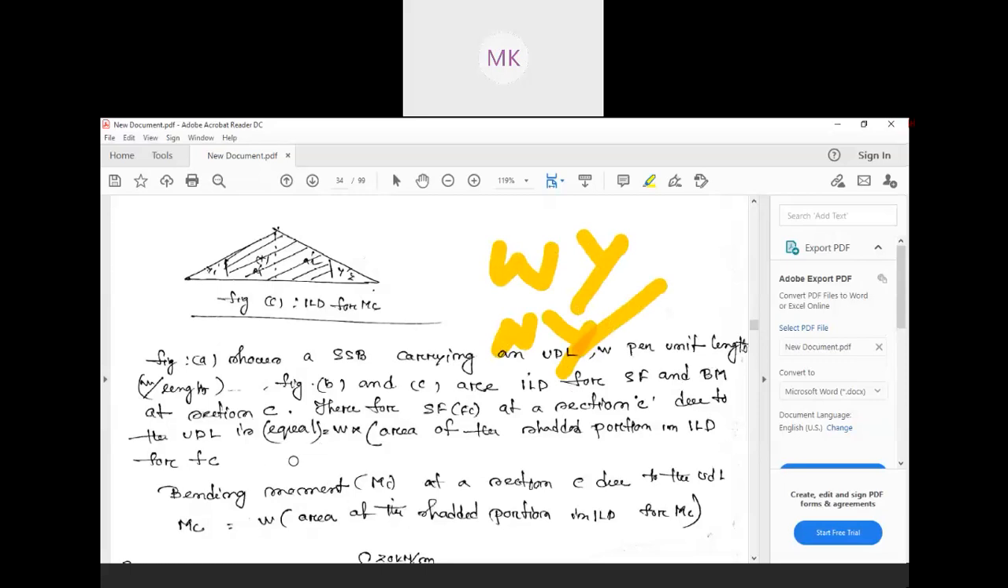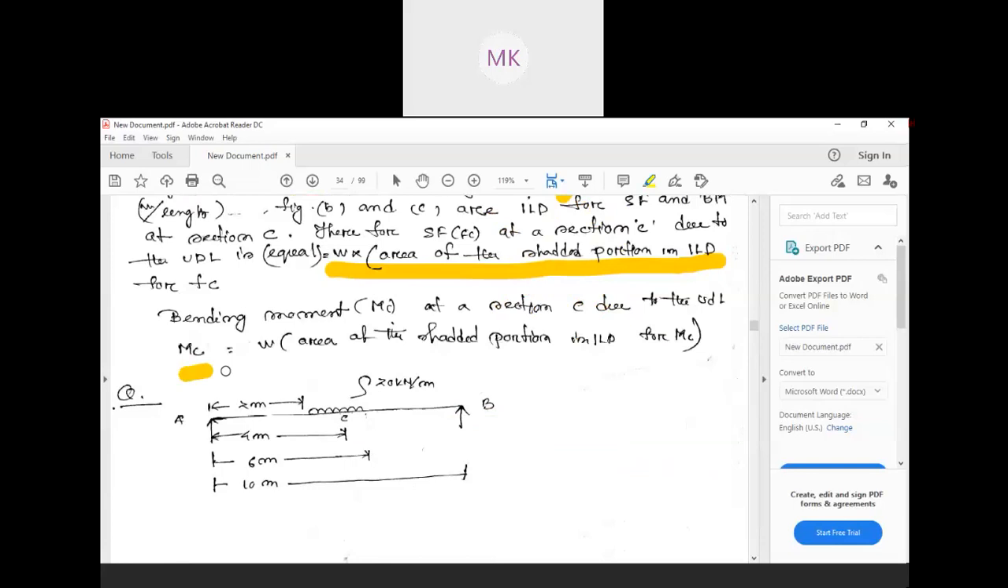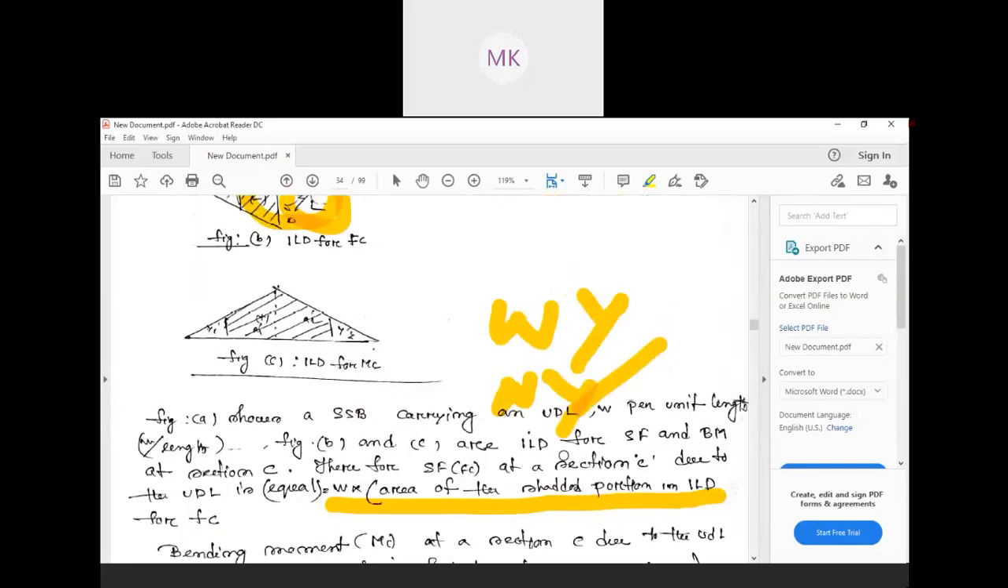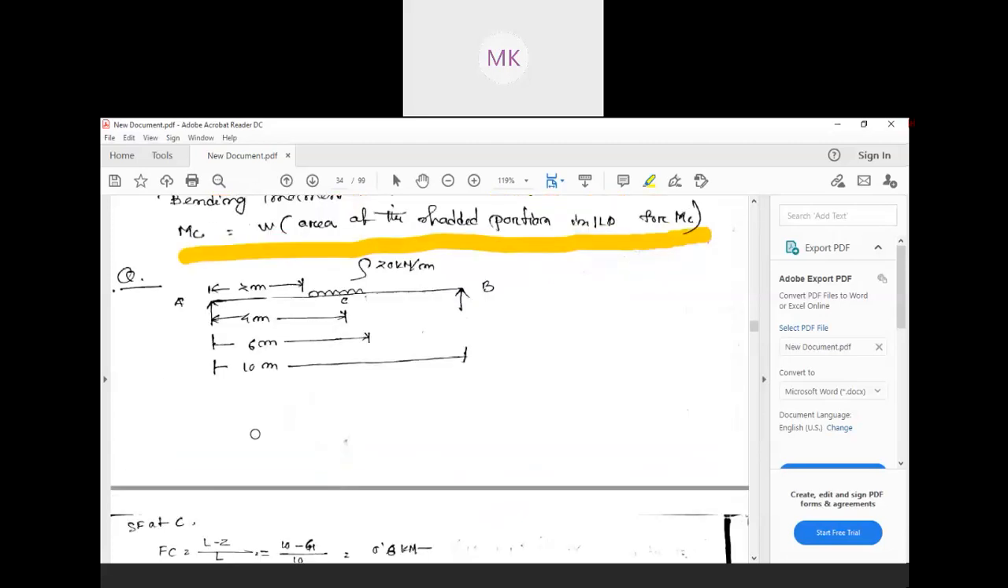But here, in case of UDL, for SF, it is given by W into area of the shaded portion in ILD, meaning this shaded portion. And for bending moment also, MC is given by W into area of the shaded portion in ILD for MC, this shaded portion. You need to remember only these differences: how we need to consider in case of point load and in case of UDL, and what is the difference in finding out the shear force and bending moment.